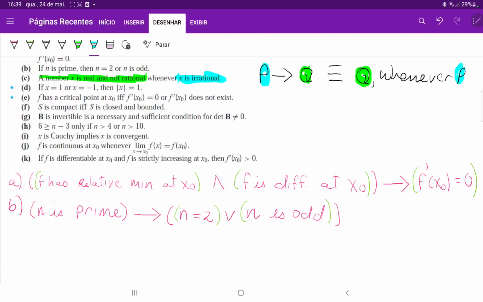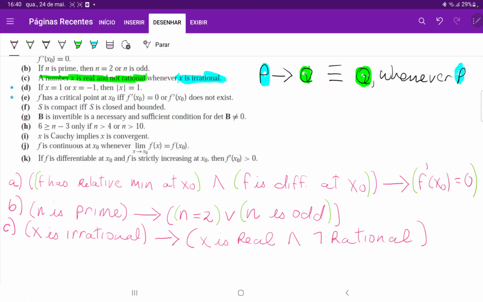All right, so we'll begin with saying if P, then Q, because we do have a conditional, right? So for item C, we're going to say that if x is irrational, then Q, right? So irrational, and then arrow. Now let's look at whatever Q is. So a number x is real and not rational. So we have a conjunction. So x is real, right? And not rational.